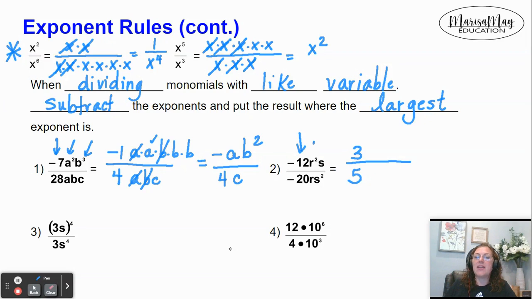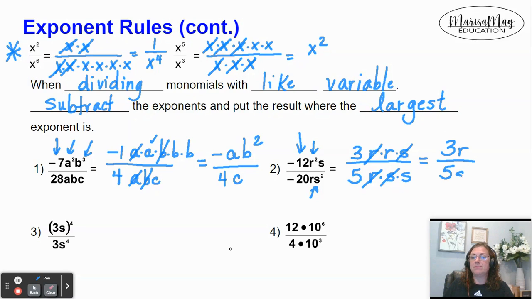All right, look at the top then. I have r squared, so that's r times r, and an s. On the bottom, I have r times s to the second, or that means s times s. Okay, so it looks like I have one r that will cancel top and bottom and one s that will cancel top and bottom. So what I have on top, 3r, and on bottom, 5s. That's it, simplified.